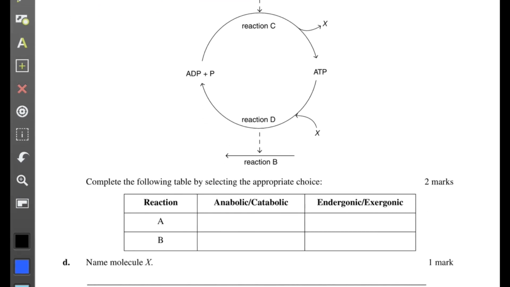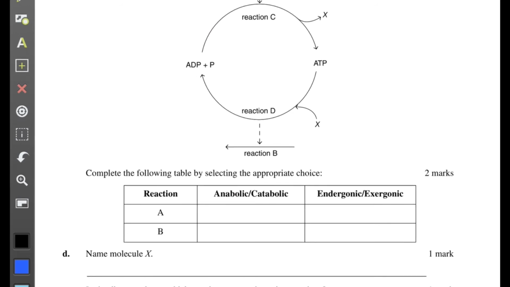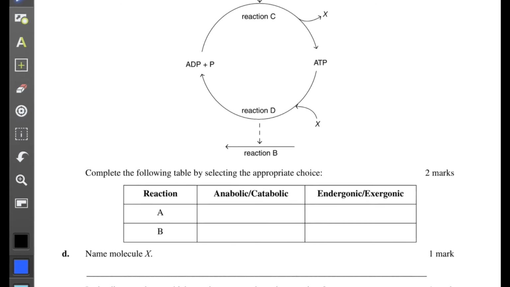I have a circular diagram here with reaction A and reaction B. I'm not quite sure why they've got reaction C and reaction D. I think that reaction A and reaction C are the same, whereas reaction D and reaction B are the same. I don't know. If anyone can shed some light on that, that would be great. Please let me know.